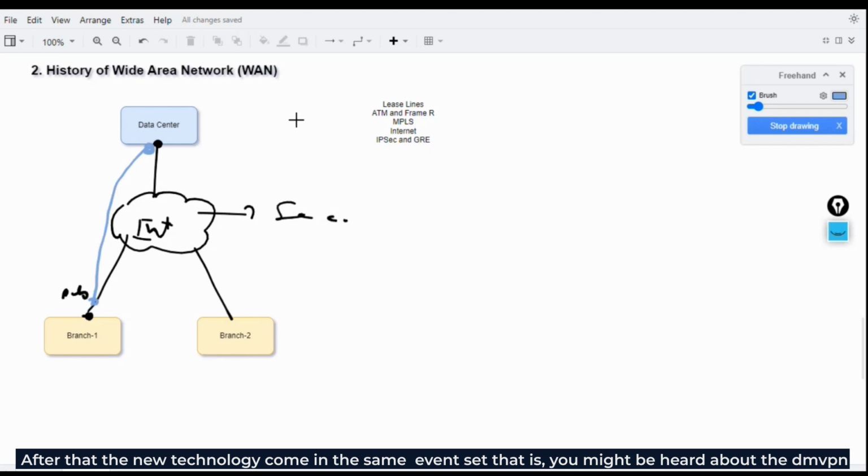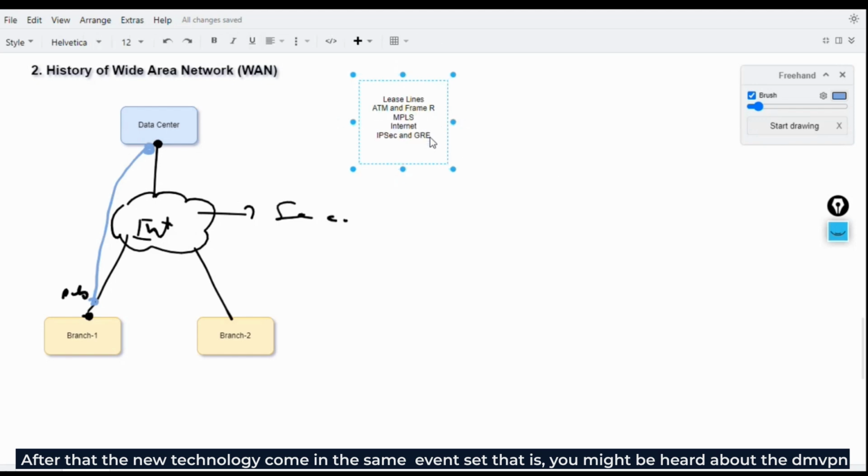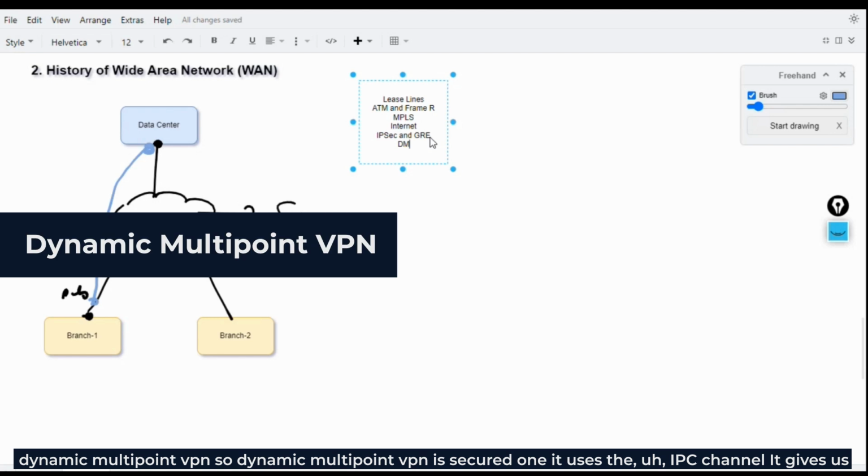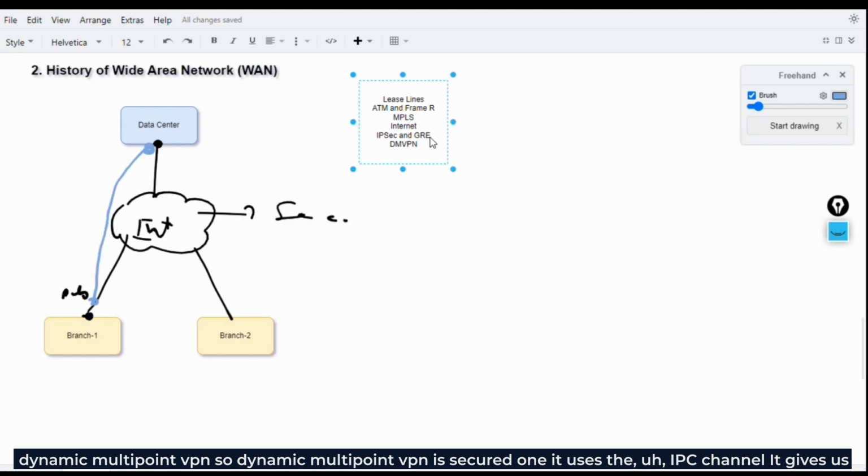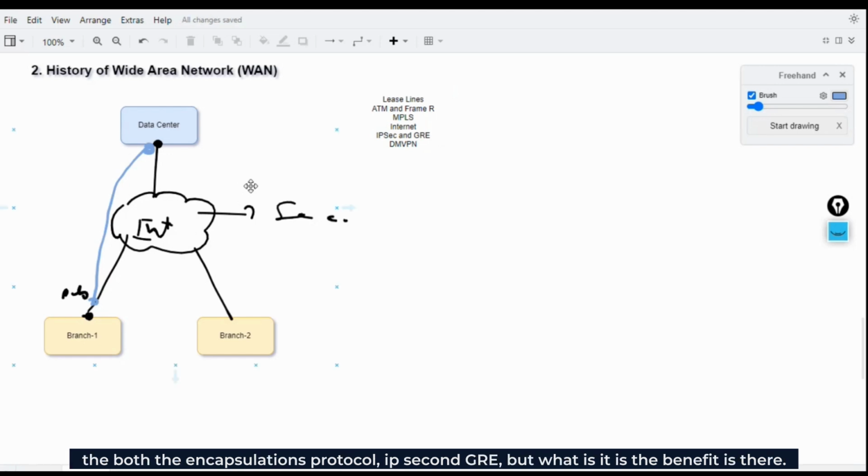After that, a new technology came on the WAN side, which you might have heard about: DMVPN, dynamic multipoint VPN. Dynamic multipoint VPN is a secure one. It uses the IPsec channel, and it uses both encapsulation protocols, IPsec and GRE. But what is the benefit? We will discuss that here.